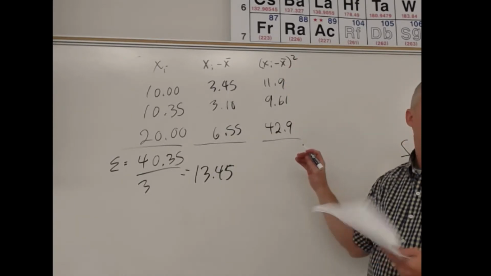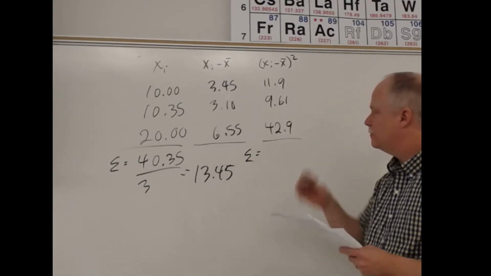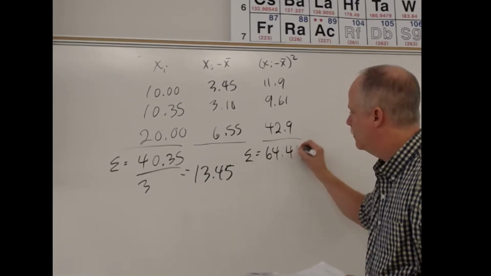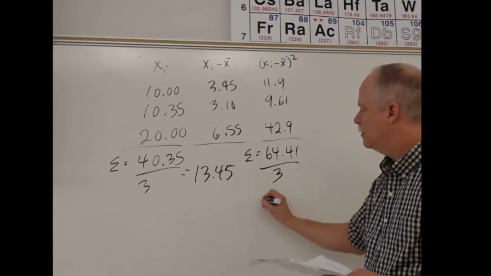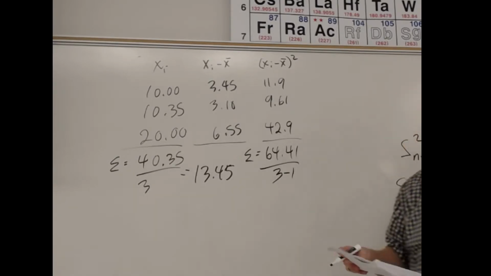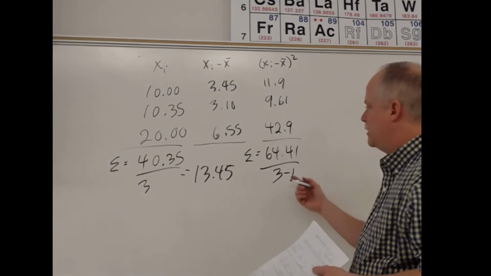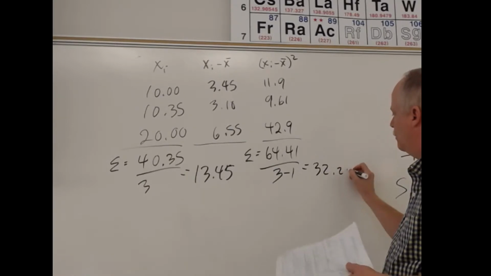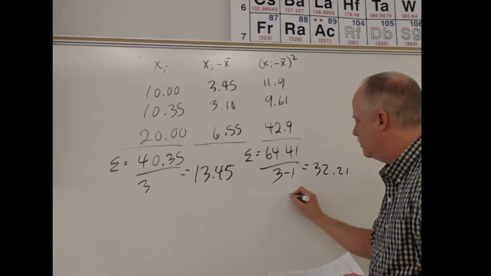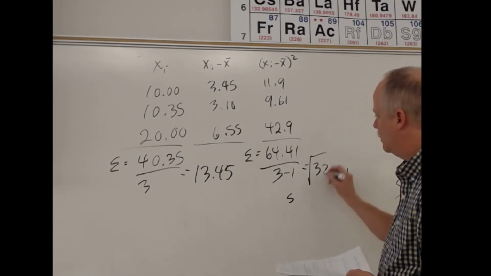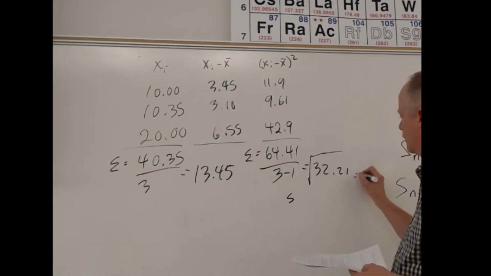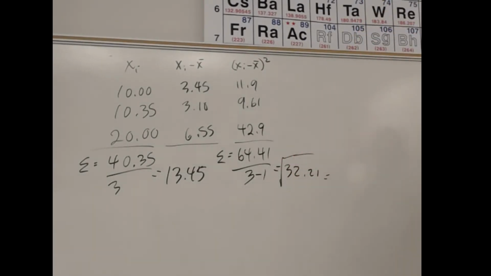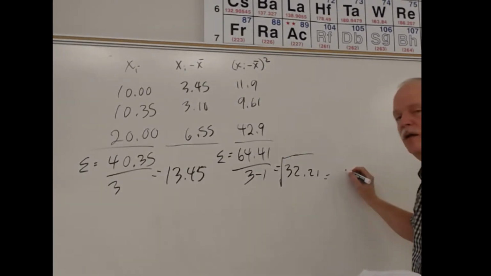I'm going to add all those together. So we're going to sum the deviations. That's 64.41. Then I'm going to divide that by 3. No, minus 1. 3 minus 1. So this is not a population. This is a sample. So I'm going to divide that by 2. So that's 32.205. This is my variance. I'm going to take the square root of that. 5.67.